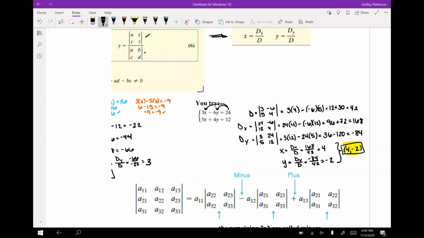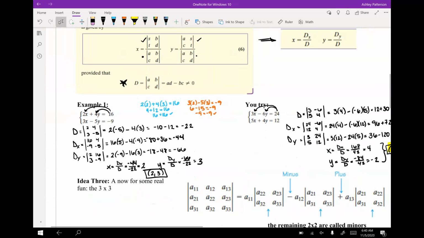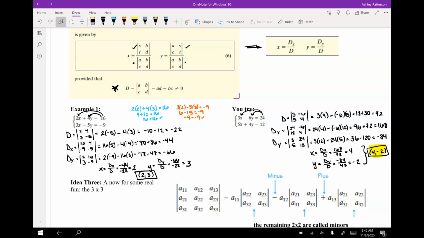Now, what about a system of 3 unknowns? Is that even possible? Yeah, totally is. And how? Well, some of you saw how to solve a system with 3 unknowns through substitution and elimination, and some of you didn't, and that's okay. What we're going to do is use the determinant and Cramer's rule to solve a system with 3 unknowns.